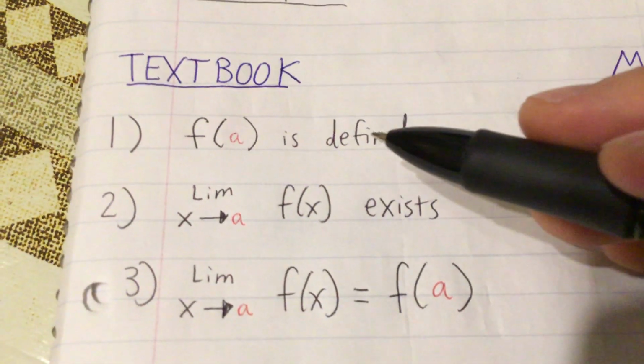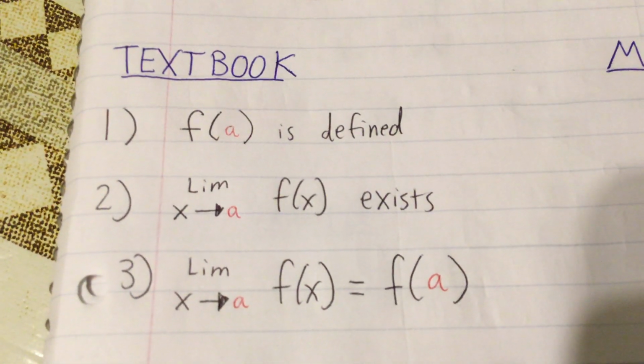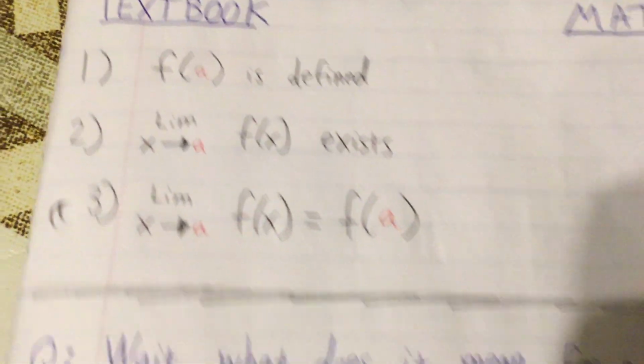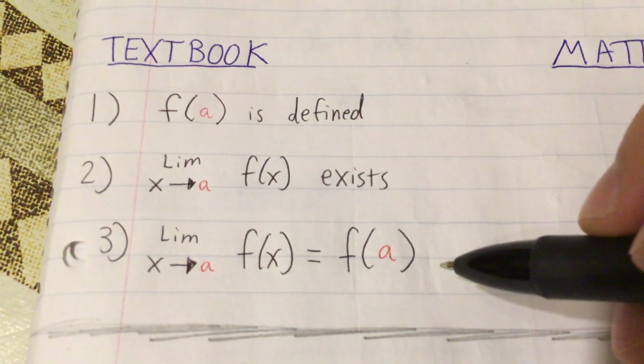So f of a is defined. The limit as x approaches a of f of x exists. And the limit as x approaches a of f of x is actually equal to f of a.